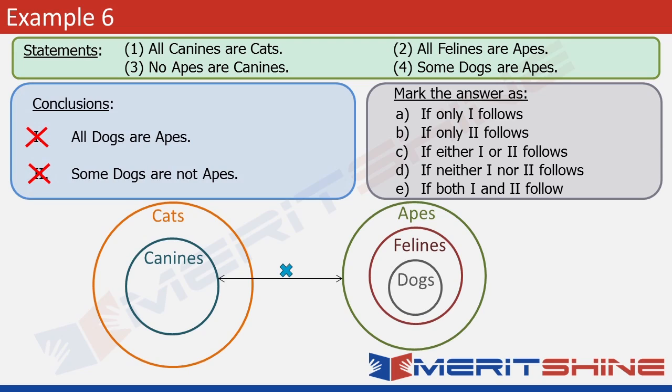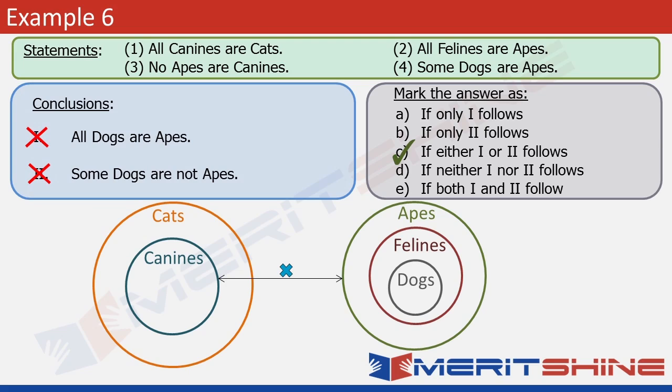Again, no other option. So basically, these two statements are also complementing each other. If one is true, two is false. If one is false, two is true. One follows, two doesn't. Two follows, one doesn't. So it's the second case for either or. So in this case as well, we will mark the answer as option C.